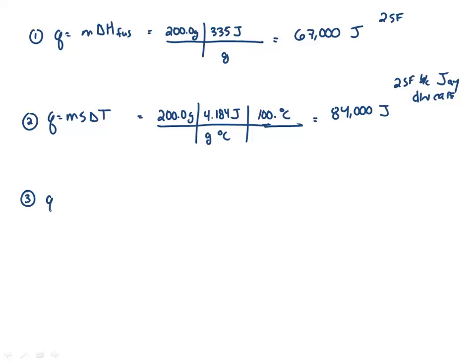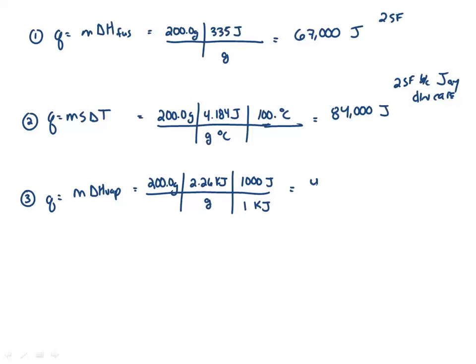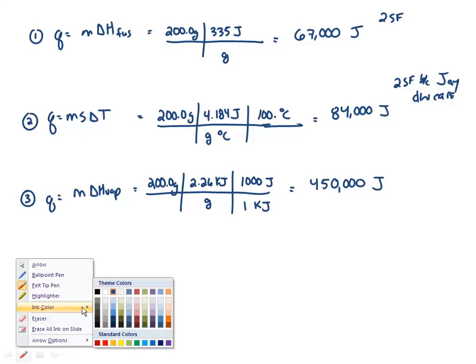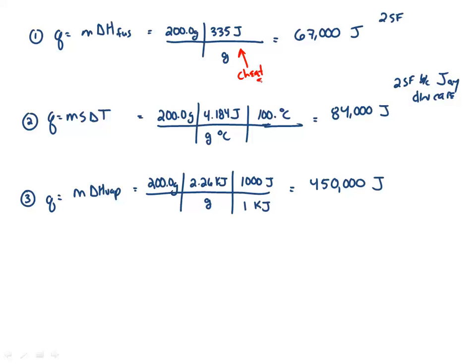And then the third one, we're using that equation Q equals m delta H of vaporization. So we still have our 200 grams. And here, though, we're using the value 2.26 kilojoules per gram. And since some of the values are in joules and some of them are in kilojoules, I'm going to go ahead and convert and say 1 kilojoule is 1,000 joules. And so we get 450,000 joules. That would be on your cheat sheet or given in the problem. It was the value we gave for delta H of vaporization on the graph back a couple pages. Same thing with the 335 joules per gram, meaning these values are on your cheat sheet. You just have to know how to use them or find them.